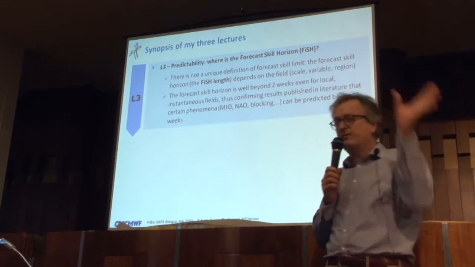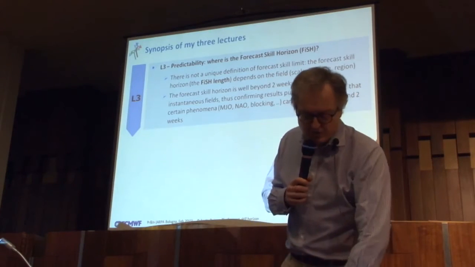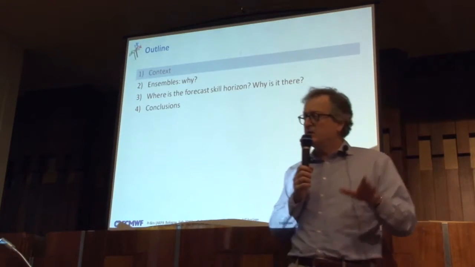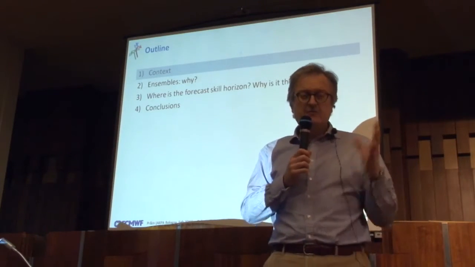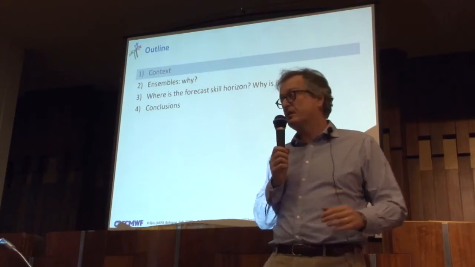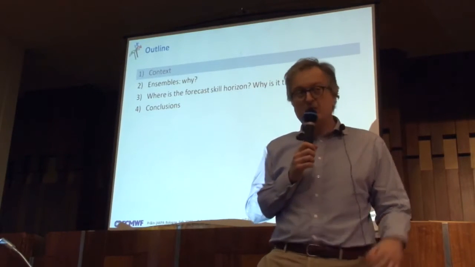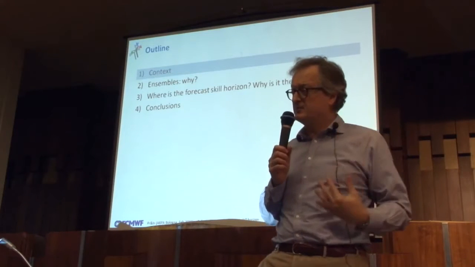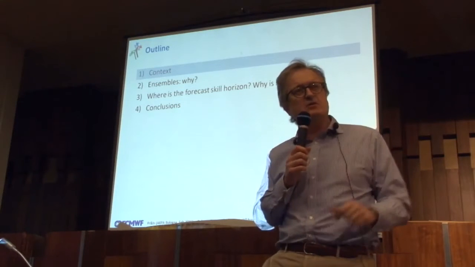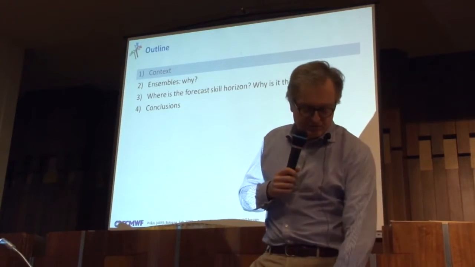Okay, so this is roughly what I'm going to show you today. So first, context, ensembles, why, we'll go through it very quickly, and then I will show you some results on where is this forecast skill horizon. Is it 2 weeks or is it longer? Where is it? And then I want to discuss a bit the physics behind. Why do we get the numbers that I'm going to show you? What's the physical reasoning behind it? And then conclusions.